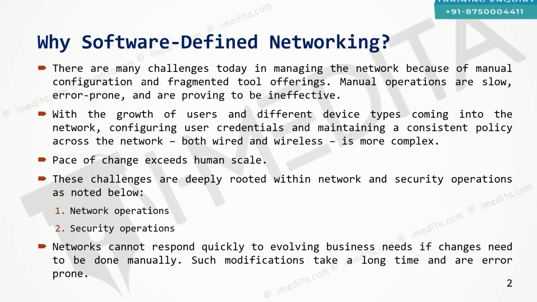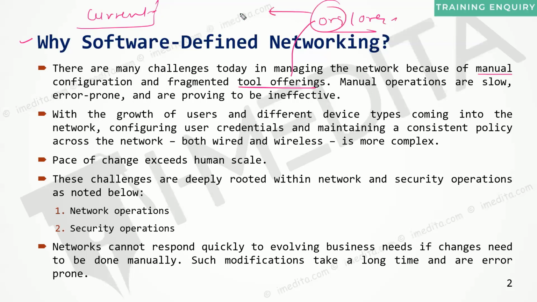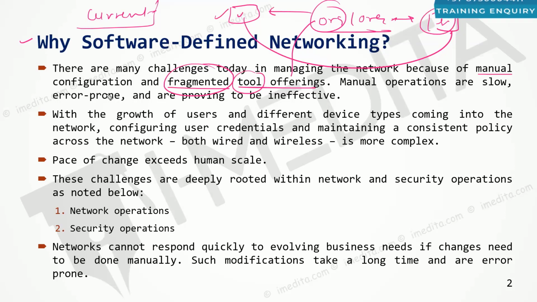So there are many challenges in today's network in managing the networks because of manual configuration and fragmented tool offering. What does it mean? It means that in the current network, we do all the configurations manually. Some organizations use a variety of tools, but those tools vary from organization to organization. So one cannot just know these tools and practice on these ones. We have fragmented tool offering, which means different tools are used by different organizations. There's no common tool to manage all these configuration challenges from one single point.